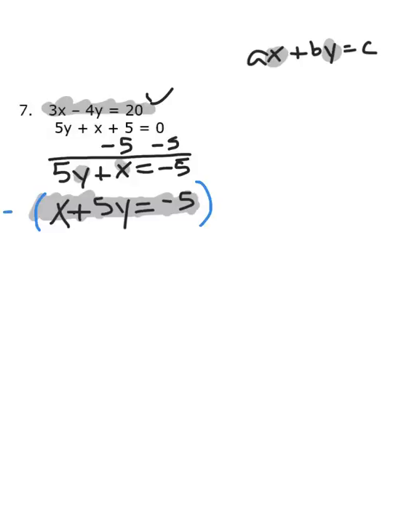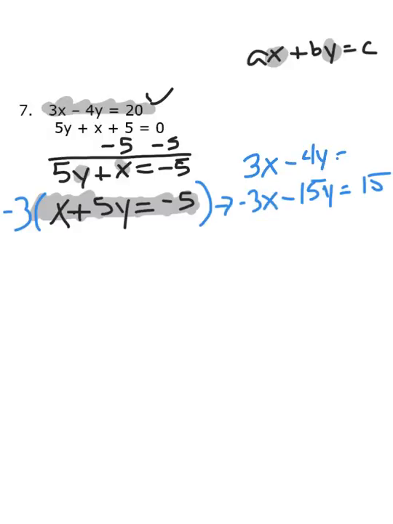In order for us to get a negative 3, we have to multiply the entire equation by negative 3. So this becomes negative 3x minus 15y equals a positive 15, because negative 3 times negative 5 is a positive 15. Then I'm going to bring this equation and write it above, so that way they're stacked nice and neat. 3x minus 4y is 20.